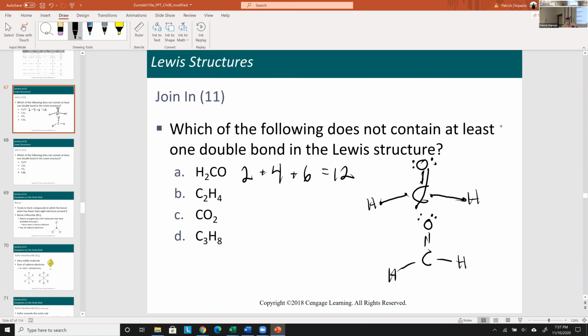Okay, so this one, the question is asking for which one does not contain at least one double bond. So A has a double bond. C2H4. So let's do the same thing. So carbons, we have 2 carbons. 2 times 4 is 8. Plus 4 hydrogens, which is 4, equals 12. So that's 12 again. Okay, so let's do this. I see some of you have the answer already, but we just need to practice the Lewis structure.